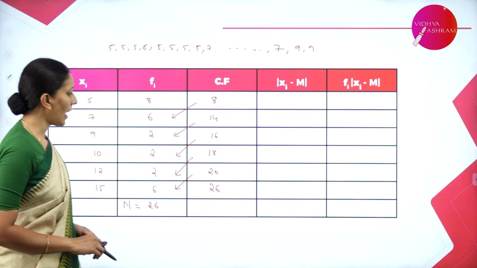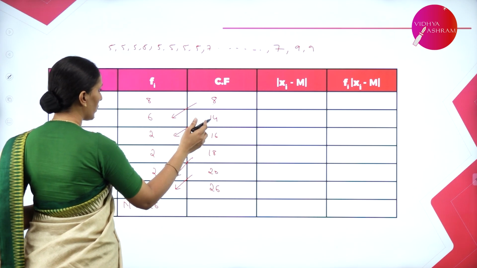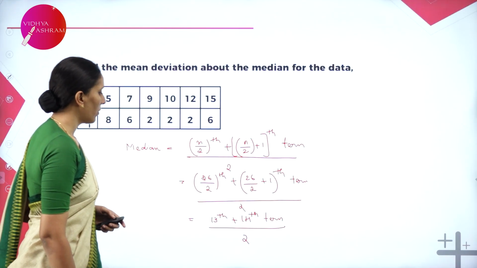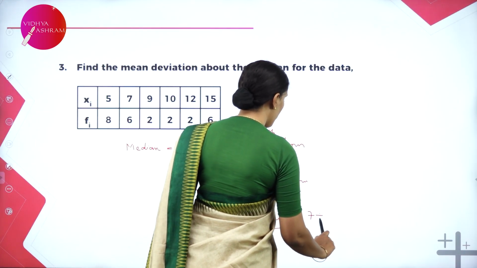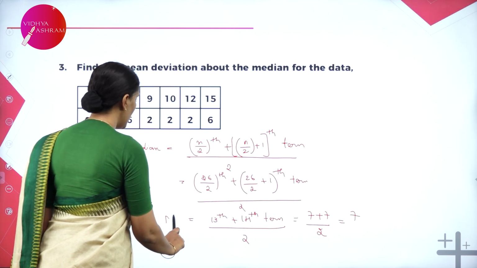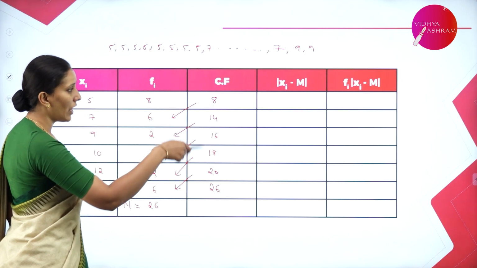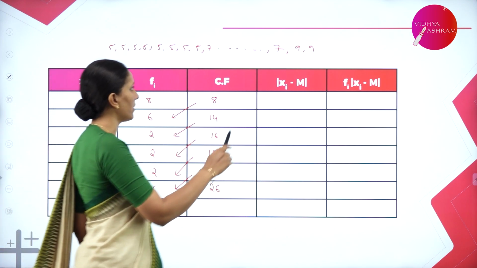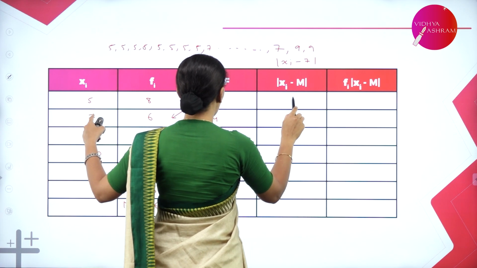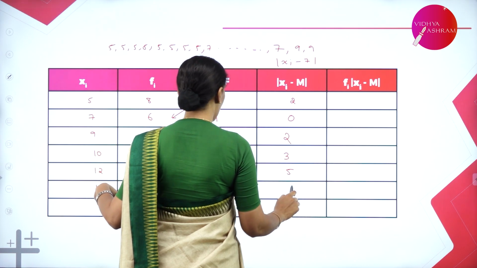So now we need to calculate the 13th and 14th term. The 13th as well as the 14th term is 7 itself. So therefore this is equal to 7 plus 7 by 2, which is equal to 7 only. So that means my median value is 7 here. So therefore the next column is the deviation with respect to 7, that is modulus of xi minus 7. Now take the deviation. We have 2, 0, 2, 3, 5, 8.